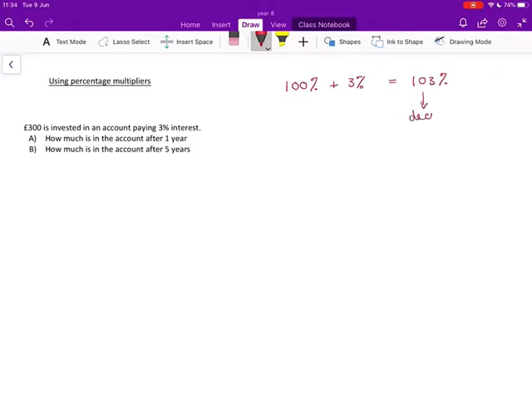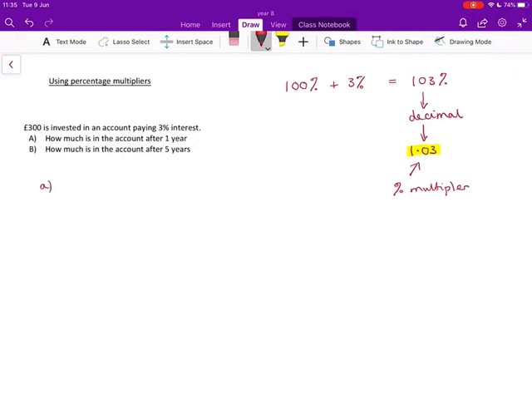Now 103%, if we convert that into a decimal, would be 1.03, and we call this a percentage multiplier. So to increase something by 3%, you would need to multiply by 1.03, and that will add on the extra 3% onto your £300 that you started with.